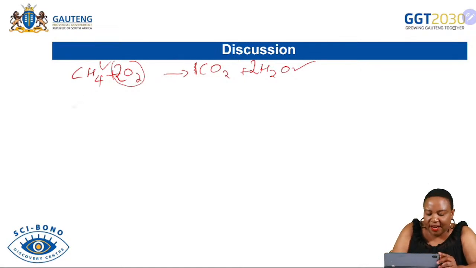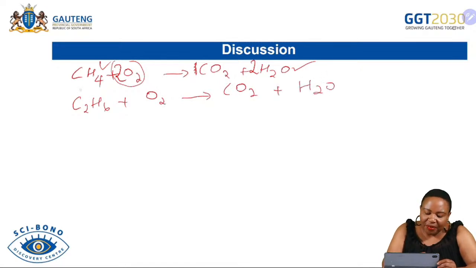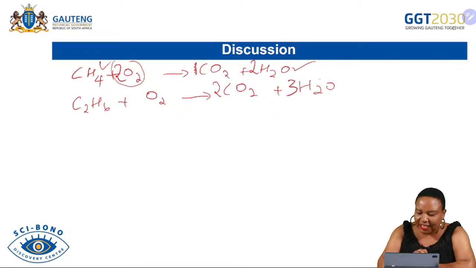Let's say ethane. Ethane is C2H6 according to our general formula. We are going to make it react with oxygen to give us what? Carbon dioxide and water. Now, because ethane has 2 carbons, we are going to take the 2 and put it here. What is the number that follows 2? The number that follows 2 is 3, and we are going to put it next to water. Now we will try and balance the number of oxygens on our right hand side. It's going to be 2 times 2, which is 4, and then 3 times 1, which is 3. So 4 plus 3 is 7.